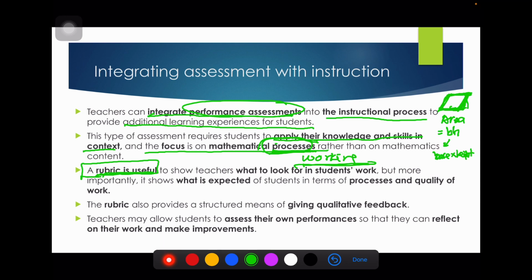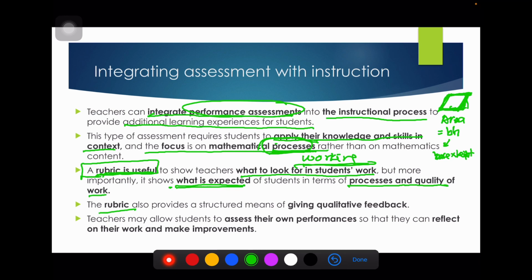The rubric is like the ones that I showed you for assignment 1 and assignment 2. In this rubric, it will show teachers what to look for in students' work, whether it's their communication skills, what is excellent, what is good, what is fair, and what is zero. Importantly, it shows what is expected of the students in terms of processes and quality of work.